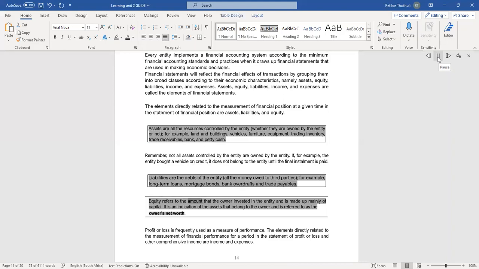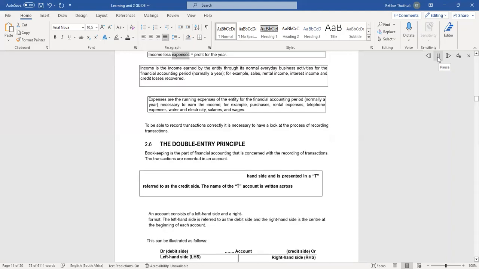Equity refers to the amount that the owner invested in the entity and is made up mainly of capital. It is an indication of the assets that belong to the owner. The profit or loss is frequently used as a measure of performance. The elements directly related to the measurement of financial performance for a period in the statement of profit or loss and other comprehensive income are income and expenses. Income less expenses equals profit for the year.